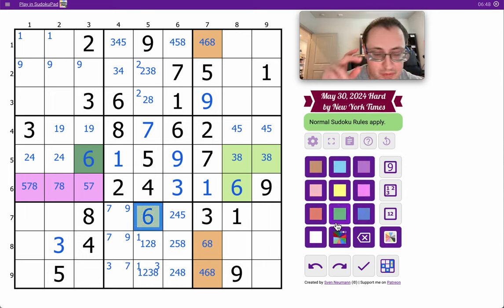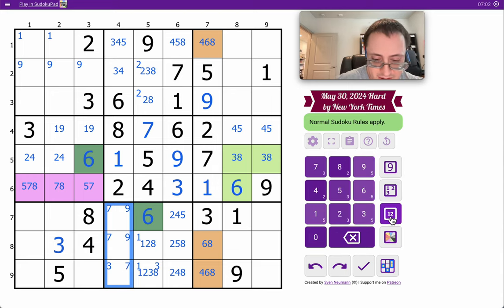Let's see. This 6 doesn't help me at all. Oh, what are these? A bunch. 4 is still out there. But it feels like 3, 7, and 9. Unfortunately, this could still be 3, so this is not a 3, 7, 9 triple. I wish it was. Because if that was the case, this is 4 and that's 5. But I don't know this yet.